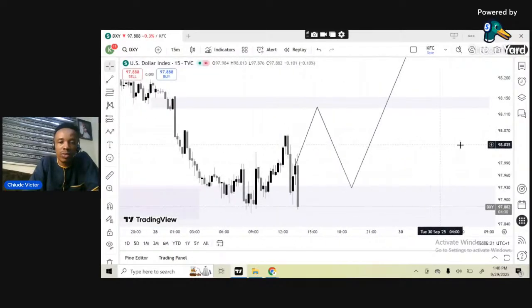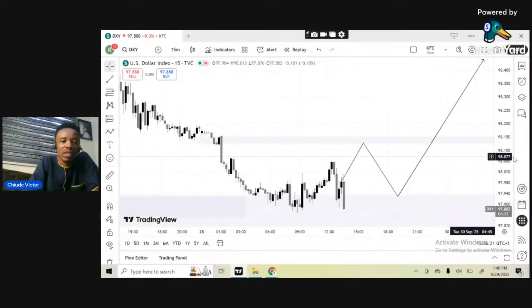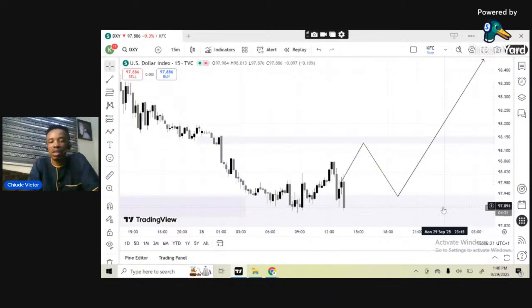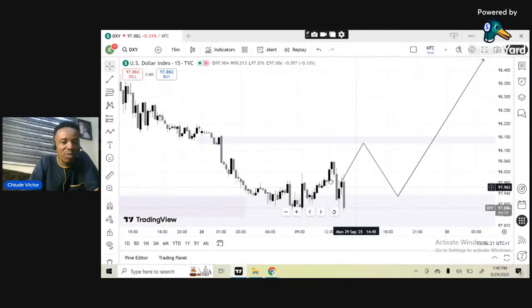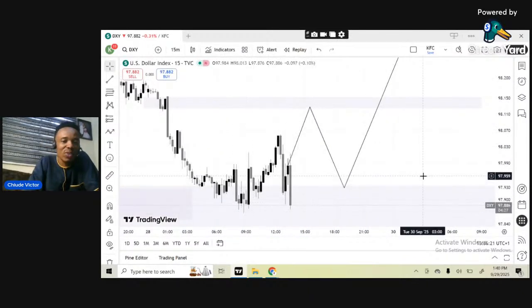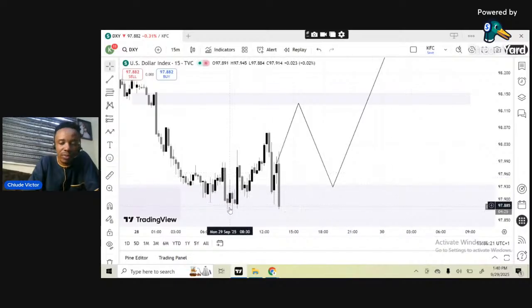So you can see what the dollar index is doing. I was saying, let's see, all of these things are manipulations. So price is still coming to test the protected low. So what it means is that this liquidity we thought will fully grab is not sufficient enough for the smart money traders. Since I go in with the smart money traders, I go in with the institutional traders. So I trade like the institutions.